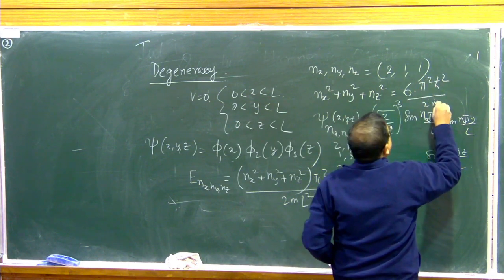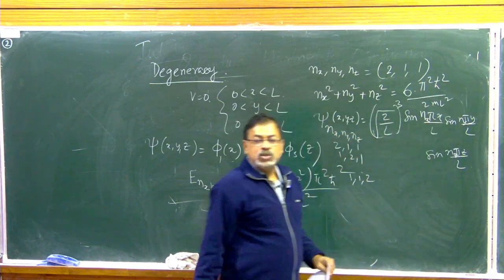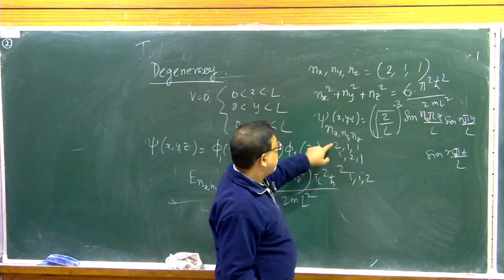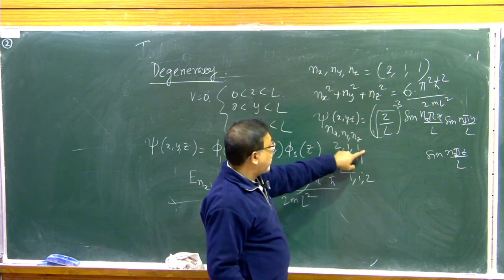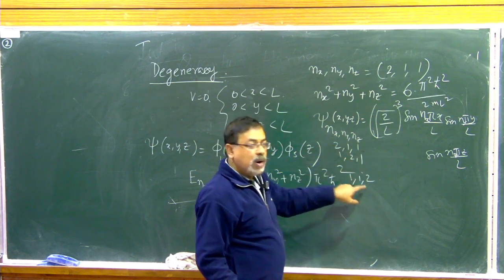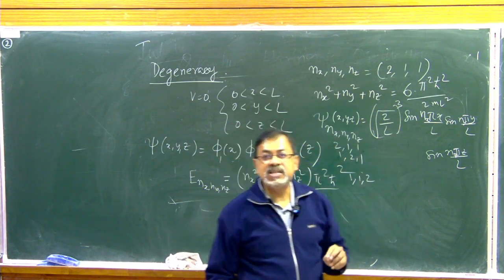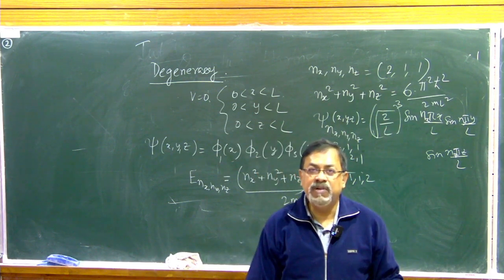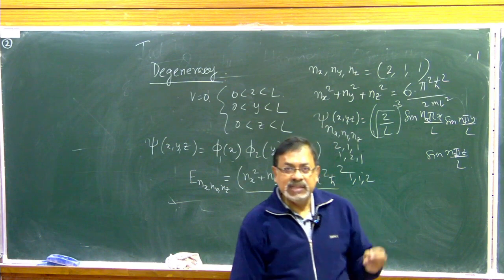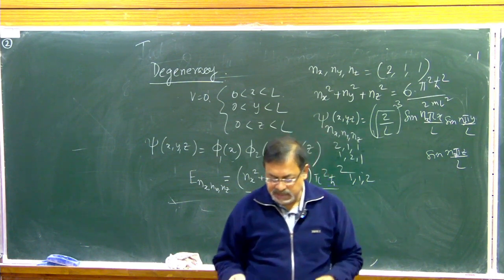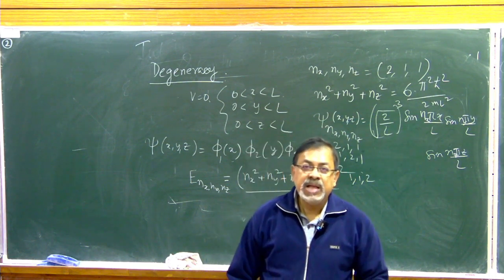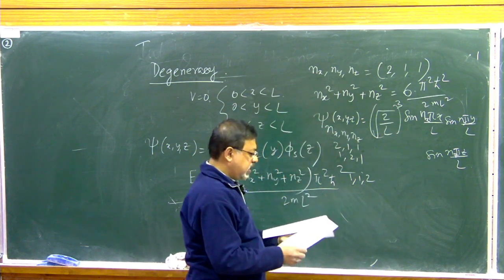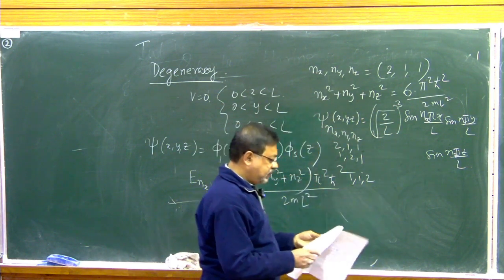So it's said that all these 3 levels, that is corresponding to 2 1 1, 1 2 1 or 1 1 2, all these levels are degenerate. They have the same energy but different wave functions. Okay, so that's what is meant by degeneracy. And even in the harmonic oscillator we can have such degeneracy. Let us see that.